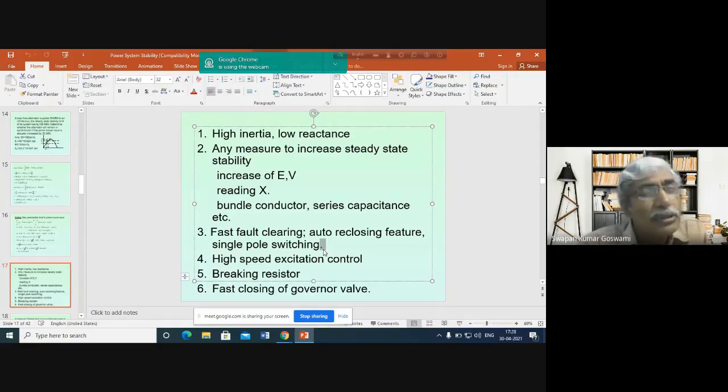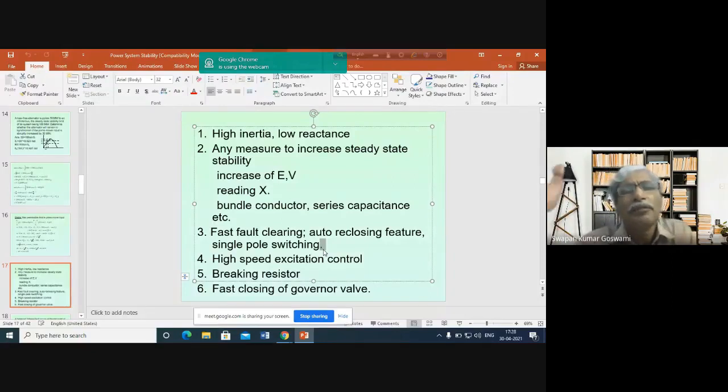And single pole switching type means only the faulty phase will open. Healthy phases will continue their operation. What is the advantage of this feature? Advantage is that, say, we have a generator. From the terminal of the generator, we have a three-phase transmission line, which is carrying power.